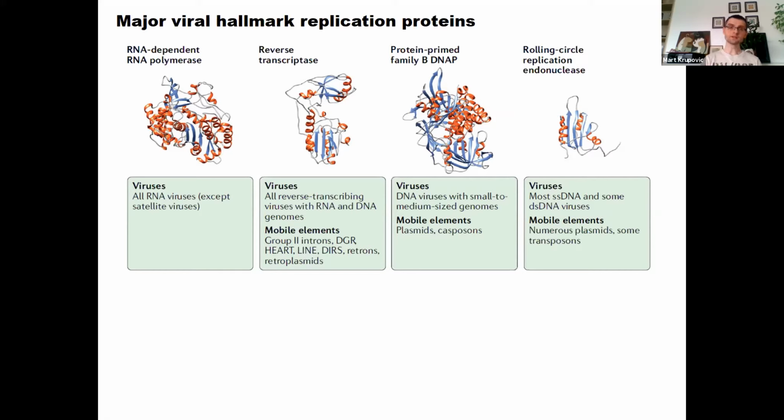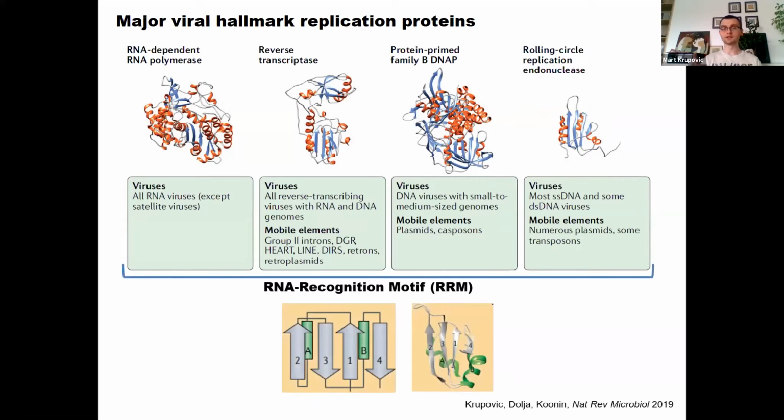And interestingly, all four of these proteins are based on the very same old RNA recognition motif. I say old because this fold is believed to be one of the most ancient folds in the protein universe, dating all the way back to the RNA world. These types of motifs are found in different RNA binding proteins. Okay, so all these four replication proteins are based on this basic motif.